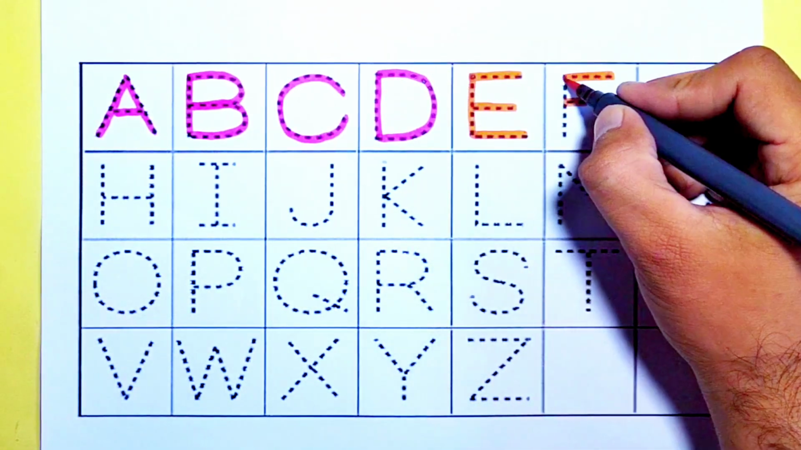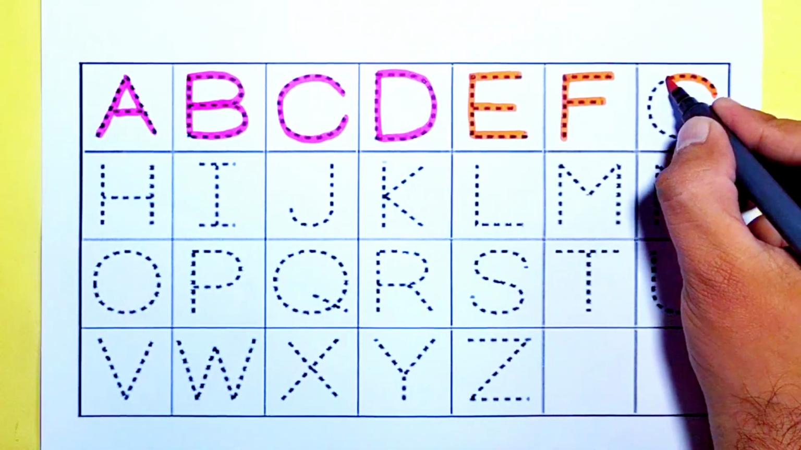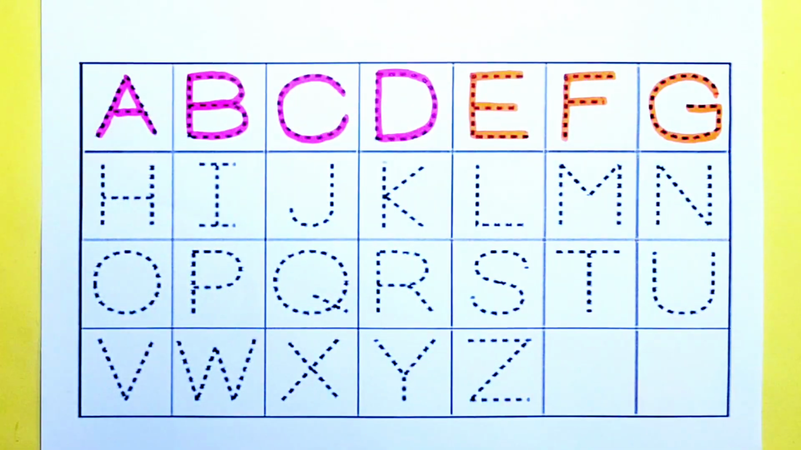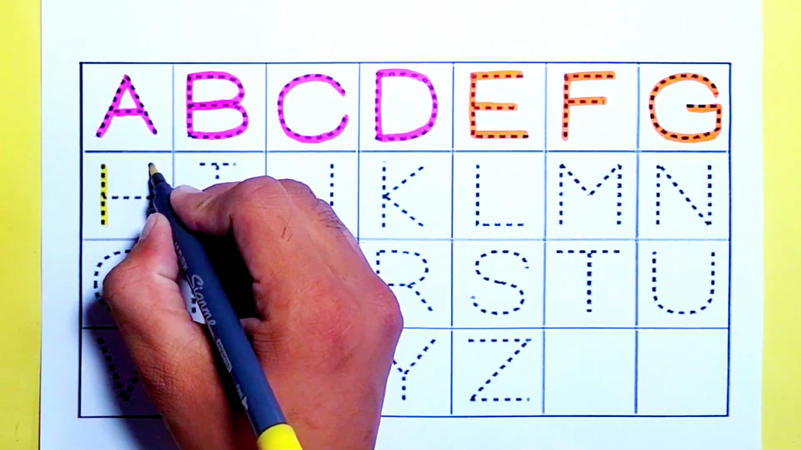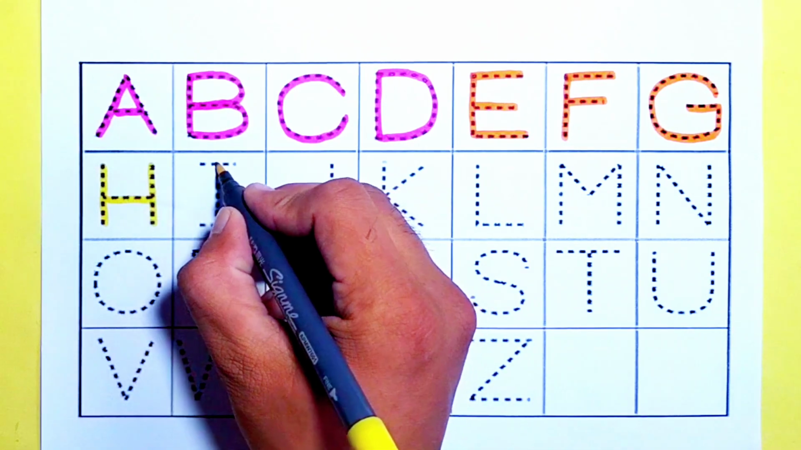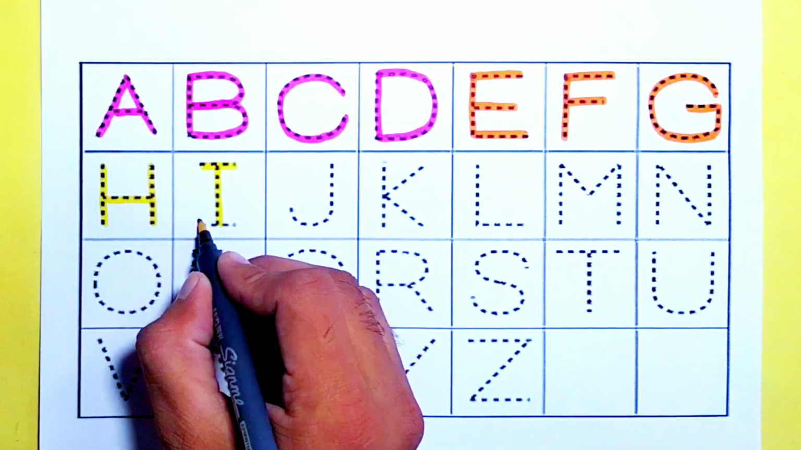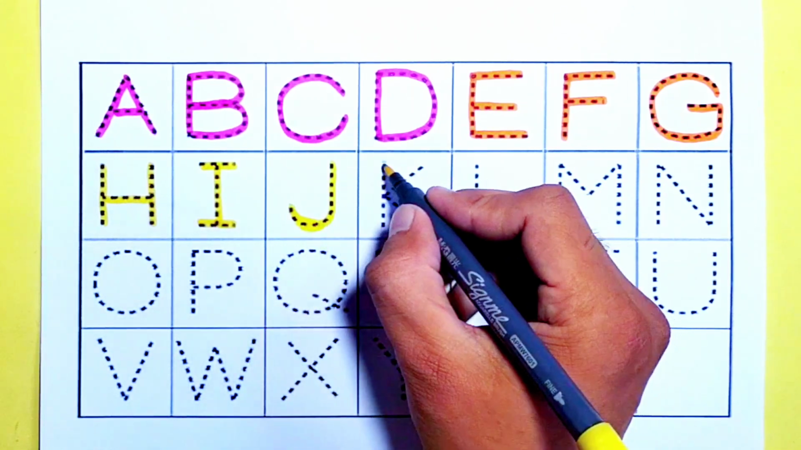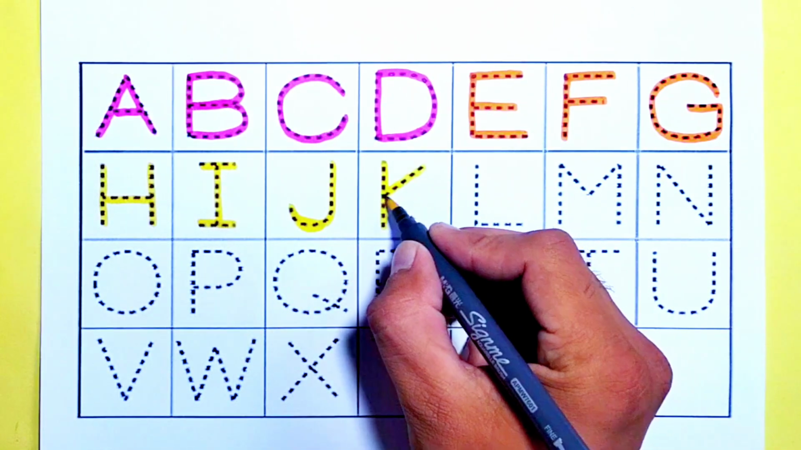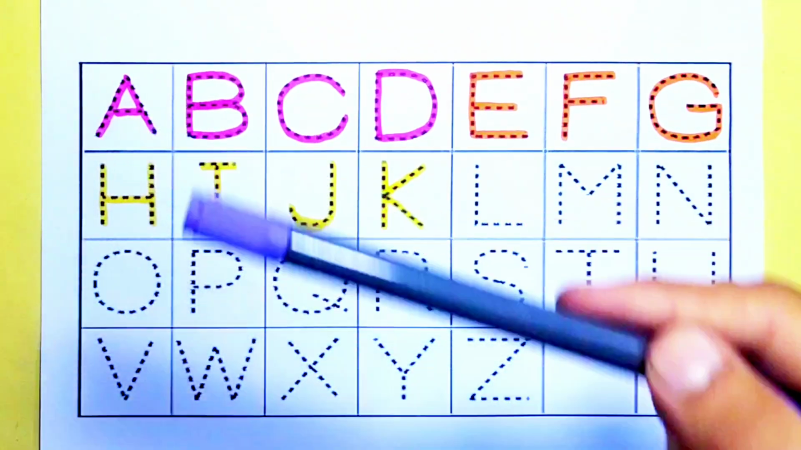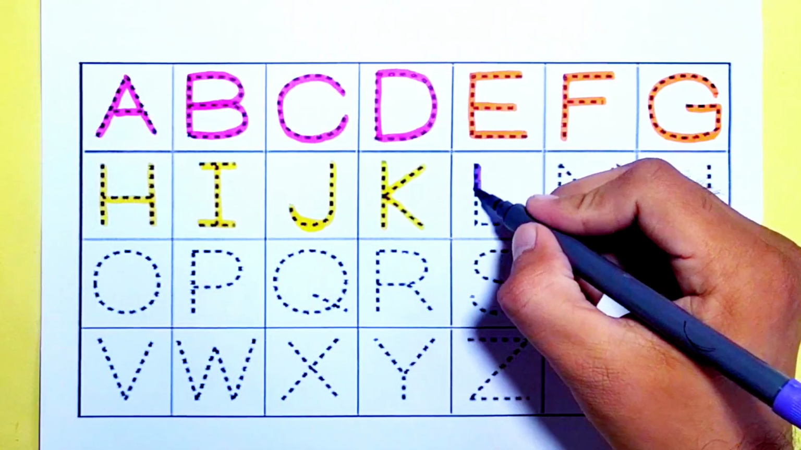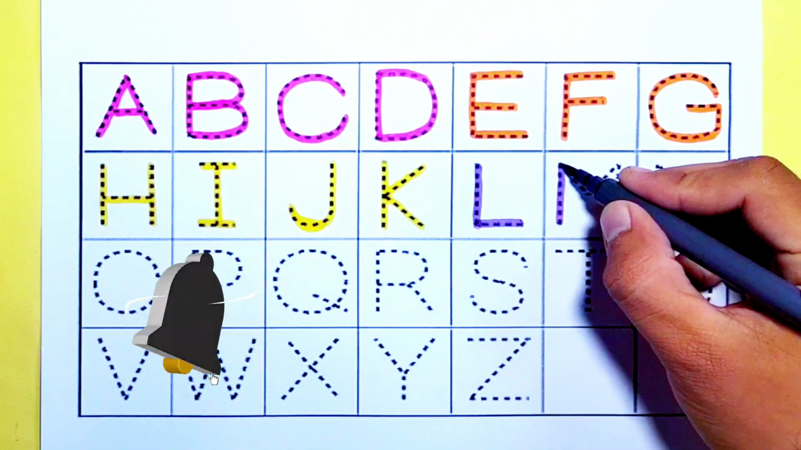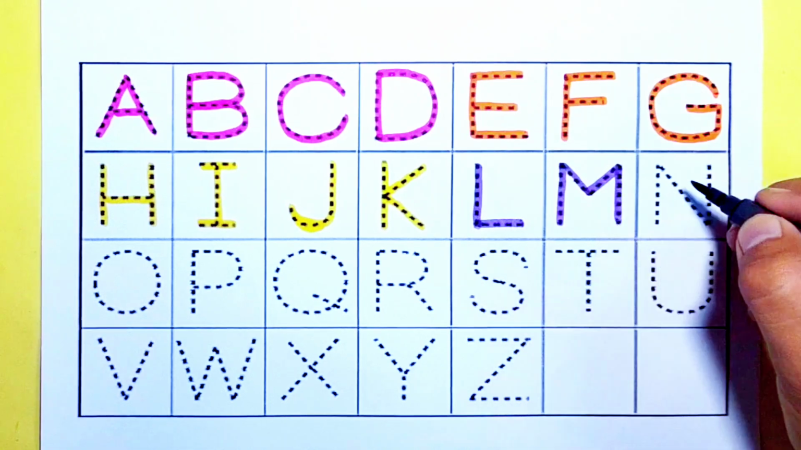F for 5. G for grapes. Yellow color. H for hunter. I for insect. J for joker. K for kitchen. Purple color. L for lemon. M for monster.